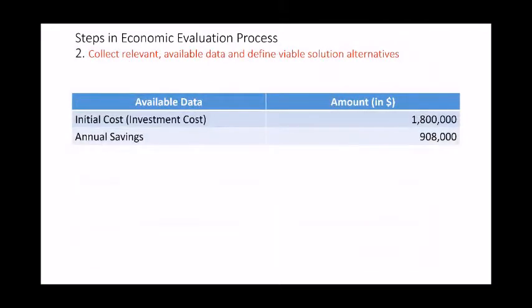Okay, let's go to step number 2, collect relevant available data and define viable solution alternatives. So what we can collect there, we have available data. It says initial cost or investment cost is 1.8 million and annual savings is 908,000. So we got that from the problem a while ago. That is what you're going to do also. You need to gather information.